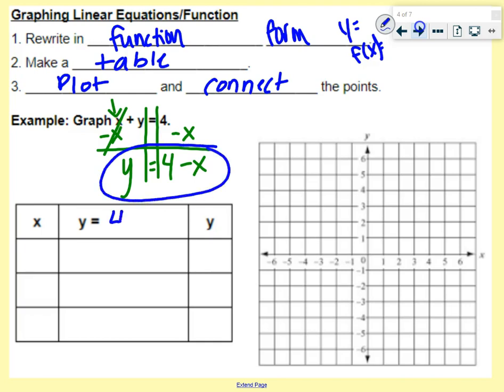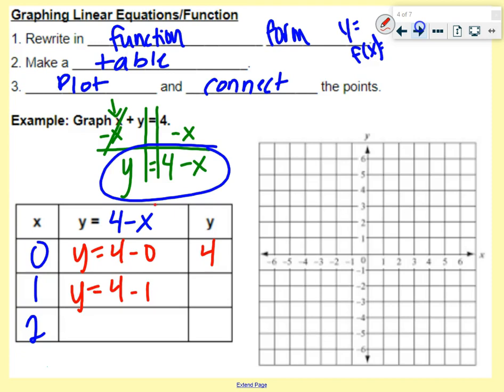So we'll rewrite this here, y equals 4 minus x. X values, we're going to use 0, 1, and 2 for our x values. Put 0 into our function, we get y equals 4 minus 0. 4 minus 0 is 4, so y equals 4. For 1, y equals 4 minus 1. We're replacing our x values in for x.